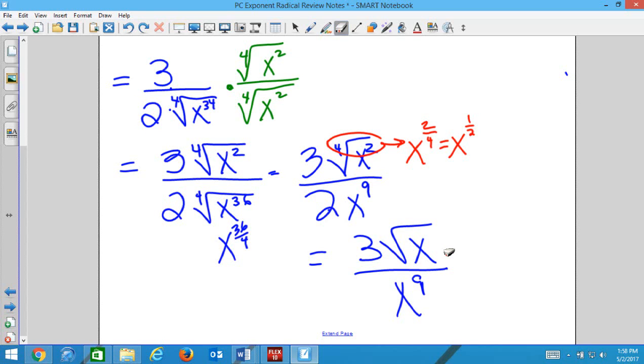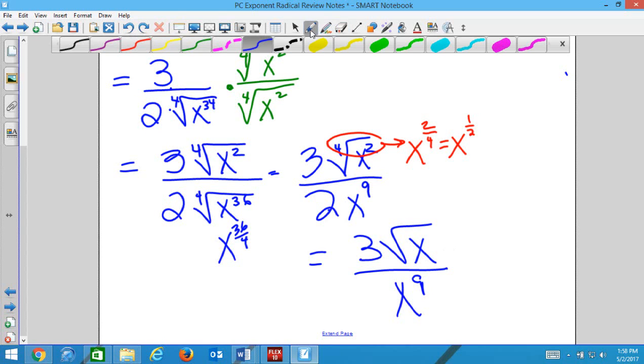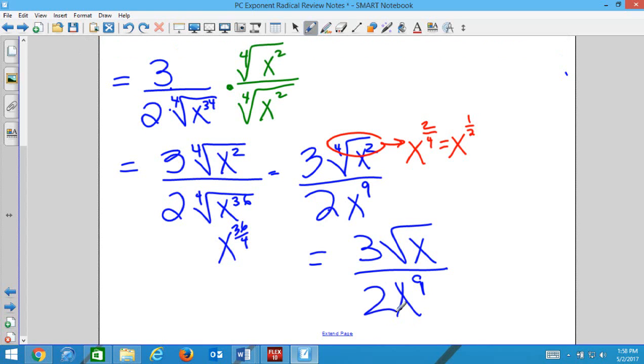So you can simplify these if they're both even. You can reduce them. Yes? Did you cancel out the 2 in the denominator? No, I just didn't write it. Thank you. It's still there. There you go. That would be our final answer right here.